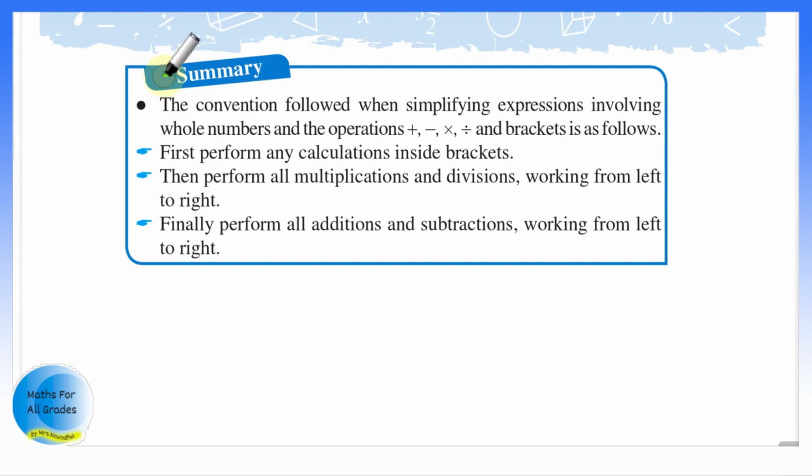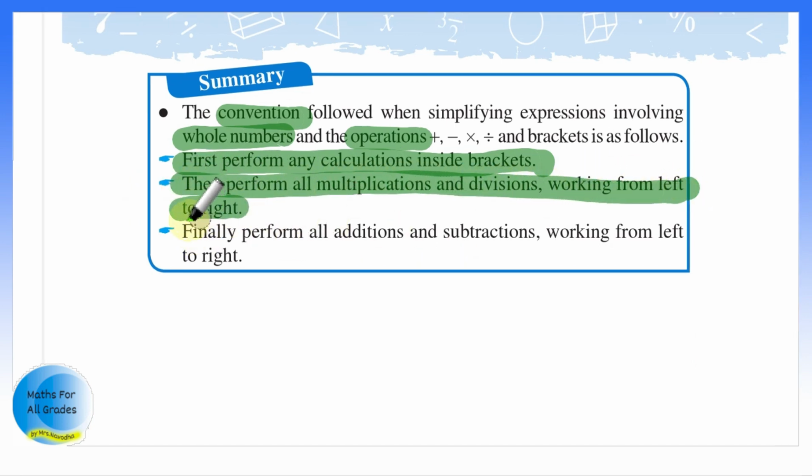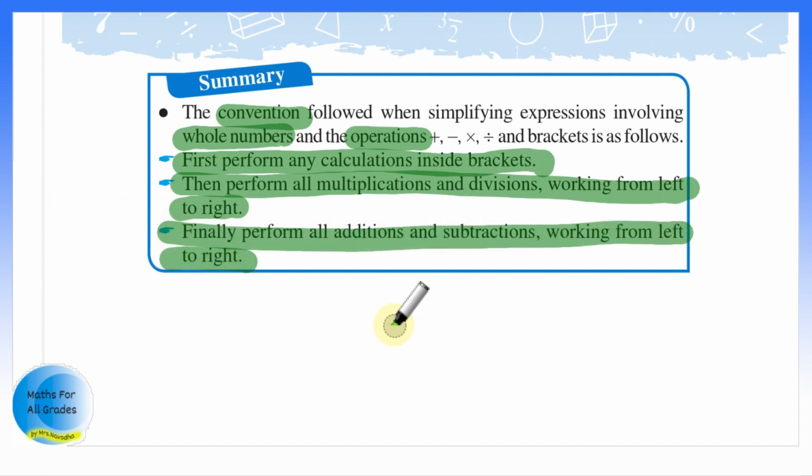Here they have given a summary. Let's read that. The convention followed when simplifying expressions involving whole numbers and the operations. What are the operations? Addition, subtraction, multiplication and division and brackets. In the summary, they have mentioned again the order of the mathematical operations. First, we perform any calculations inside brackets. Then, all multiplications and divisions working from left to right. And finally, we perform all additions and subtractions working from left to right.